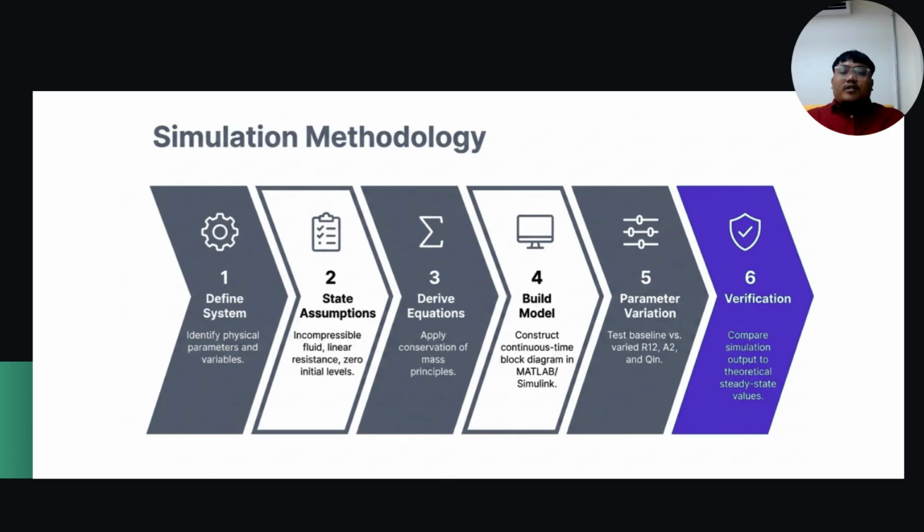The slide shows the methodology used in this project. The first step is to define the system, while the second step is to state the assumptions. The third step is to derive the equations. The fourth step is to build the model in MATLAB or Simulink. And the fifth step is to run a parameter variation study. And the final step is verification.